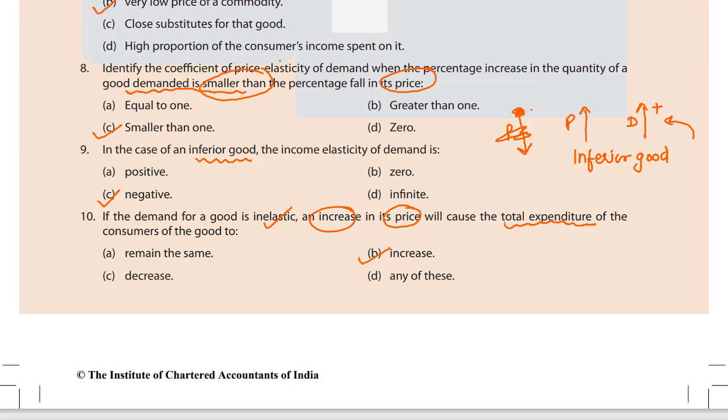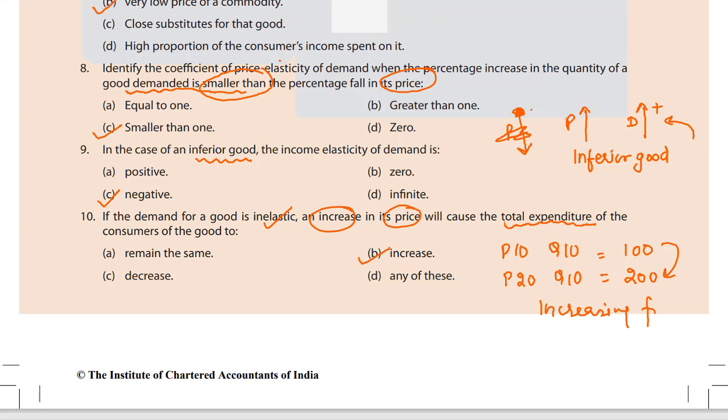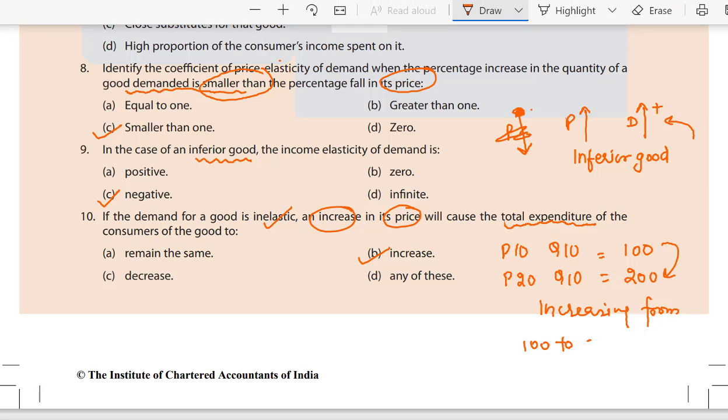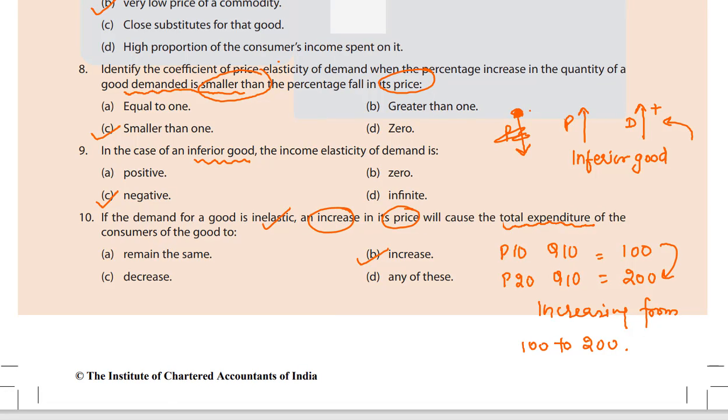Students, over here you should understand the demand is inelastic. That means there is no change in demand, so demand will remain the same. Supposing the price is 10 and quantity demanded is 10, so 10 into 10, the total expenditure will be 100. The price is increasing, that means 20. The quantity demanded is the same, inelastic, 10. So 20 multiplied by 10 is 200. So as you can see, this is increasing from 100 to 200, and that is why over here it is increase. Let's see the next question.